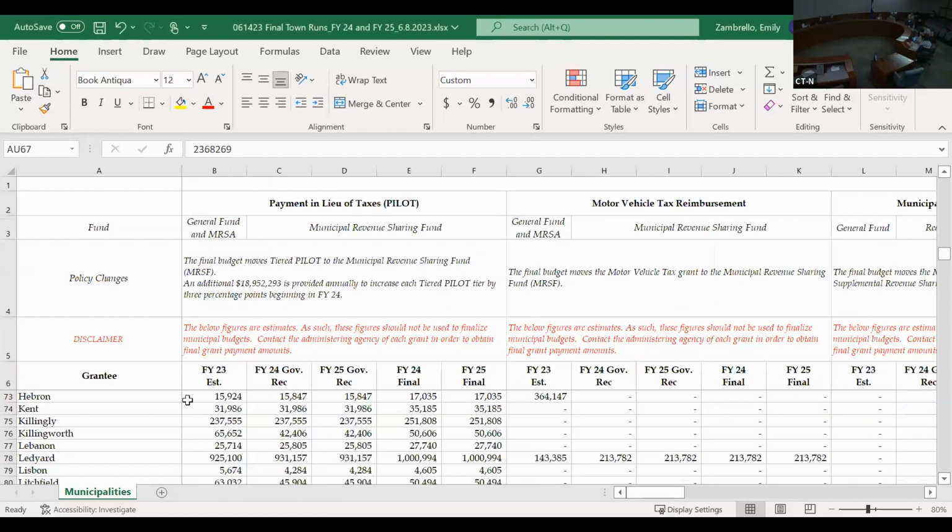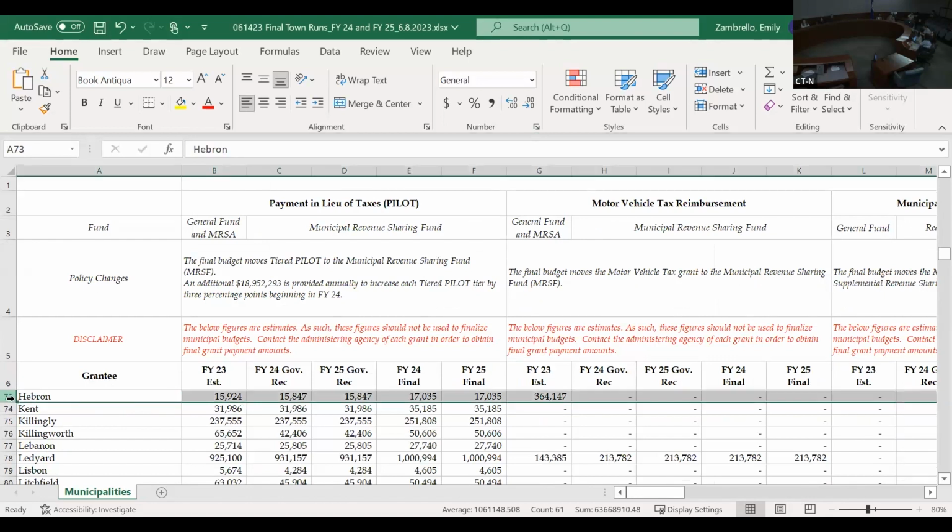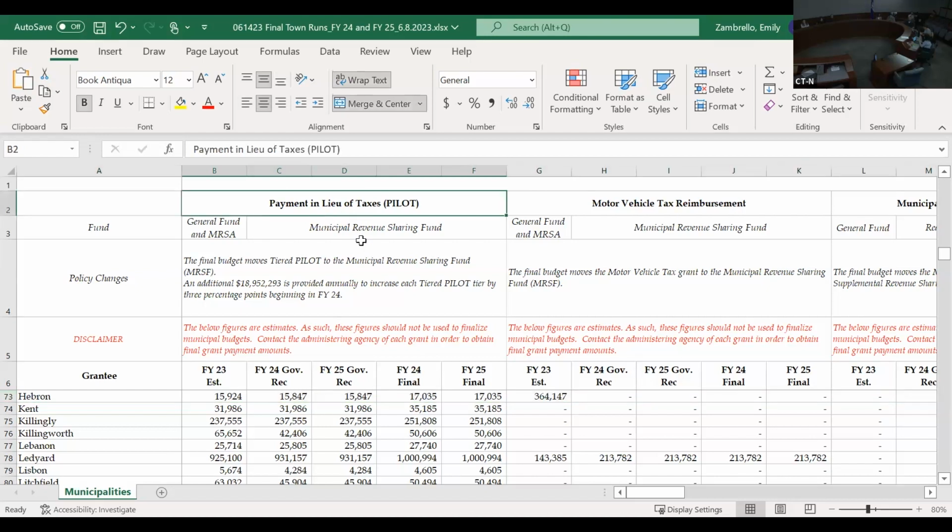Okay. So say I am the aide to the representative of Hebron. Basically, the other thing that I will recommend when you get this spreadsheet is to highlight the line that you want and just copy and paste it into it. It's just way less overwhelming and easier to understand. So in Hebron, we see payment in lieu of taxes. So this is all the funds that we are reimbursing due to tax exempt.